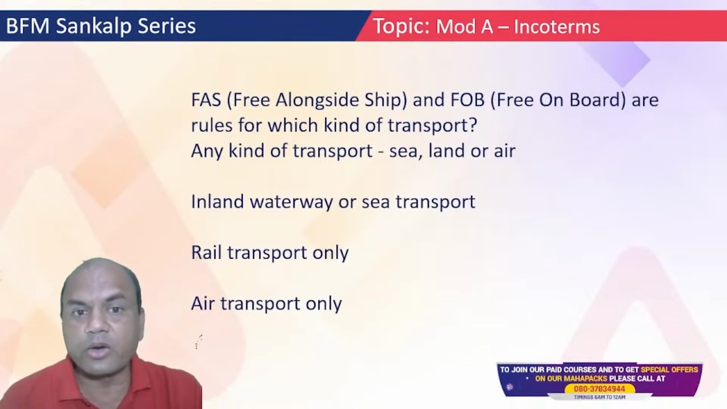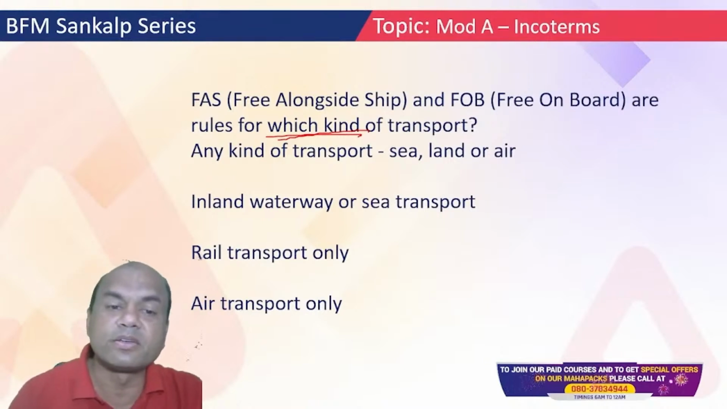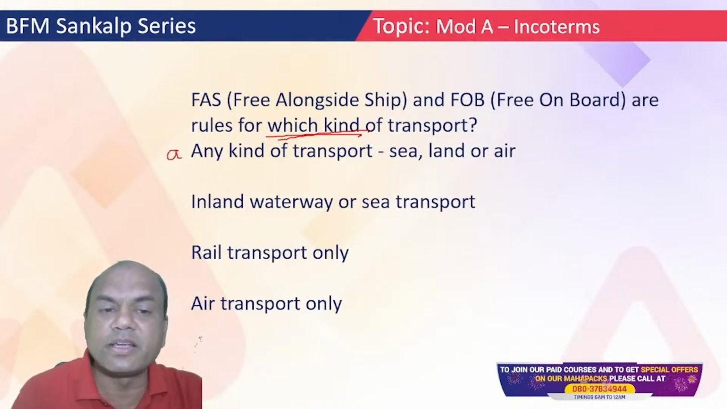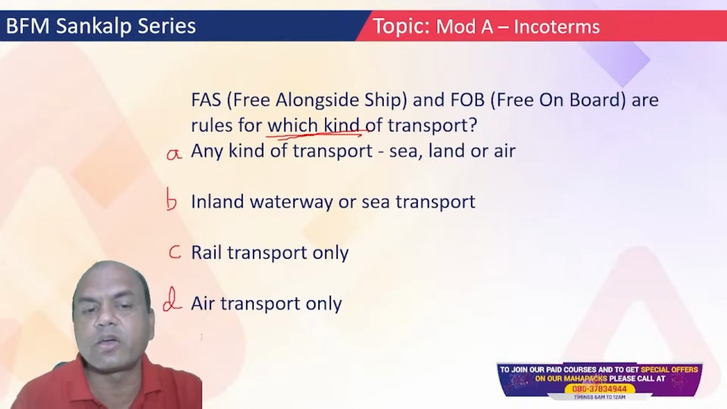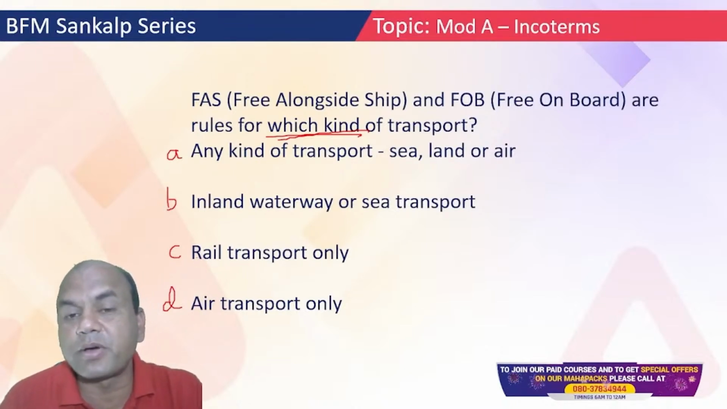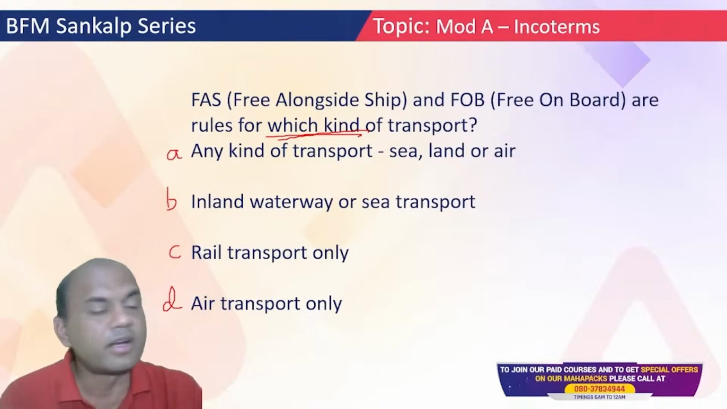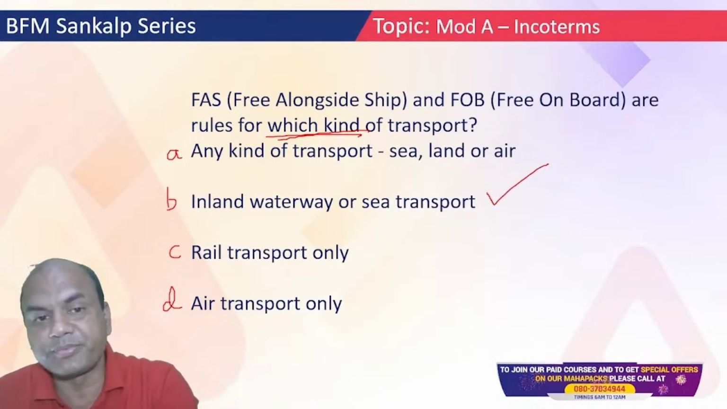FAS and FOB are rules for which kind of transport? Which kind? The options are: any kind of transport, inland waterways and seaport, railways only, and air only. Let me call these A, B, C, D. Now type the answer in the comment section. Is it A or B or C or D? FAS and FOB are for which type of transport? It is B, correct? It is B, isn't it?